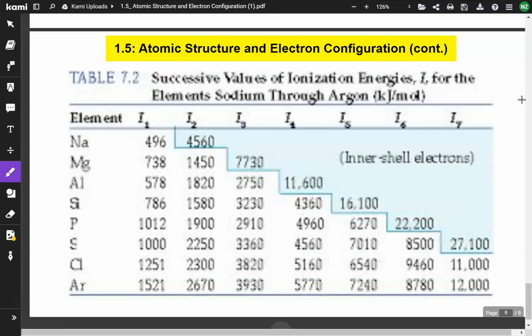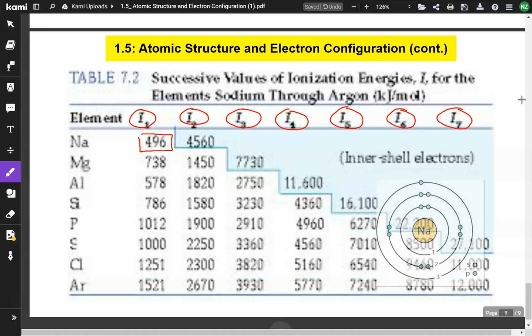All right, let's take a look at this table. Up at the top here, these are the electrons. So sodium, for example. Sodium is number 11 on the periodic table. Its outer shell is the S block, and it has 1 valence electron. If you look, 496 is the amount of energy that it requires to knock that valence electron out. There's a huge jump here to the next electron, because that's an inner shell electron. It takes a lot more energy to knock that out.